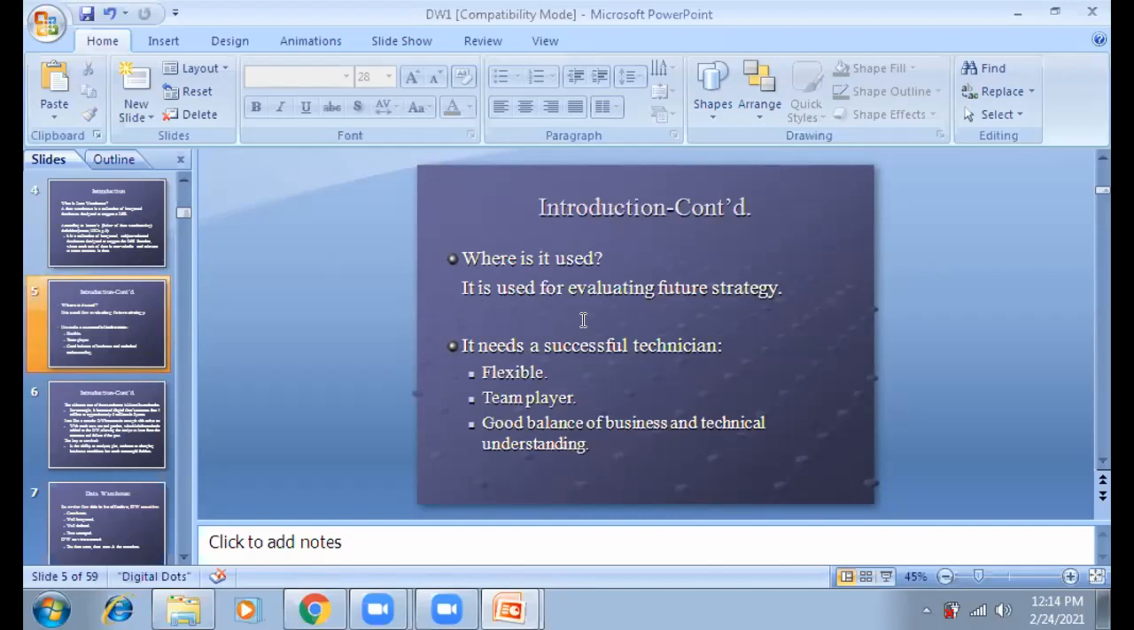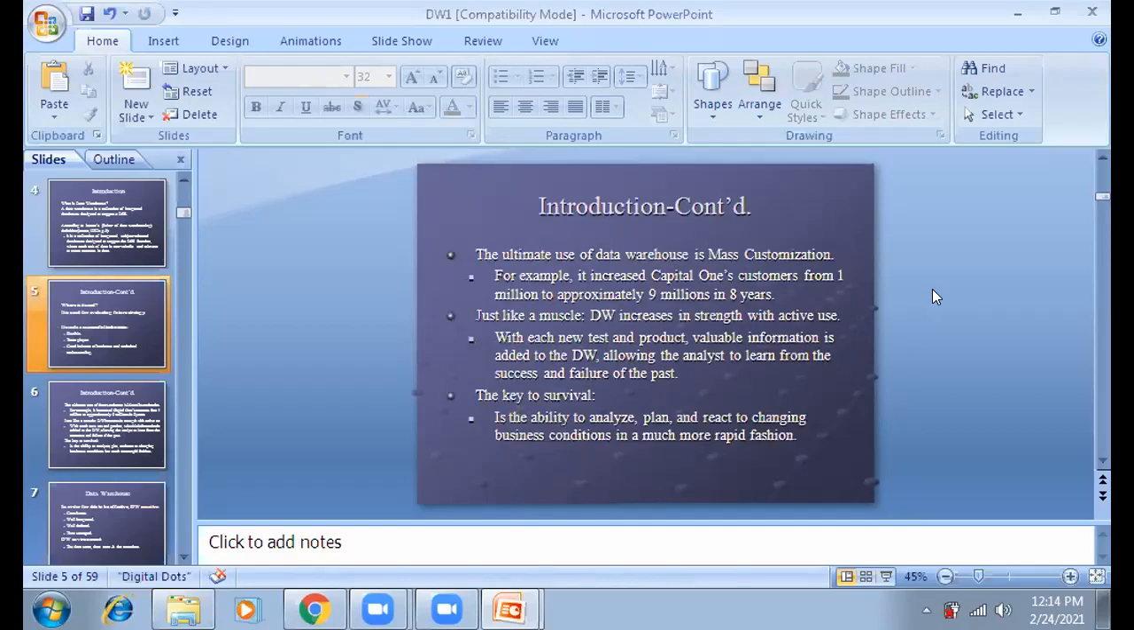So look at the PPT. In this PPT, it is written where data warehousing is actually used. It is used for evaluating future strategy, which I already told: based on the previous historical data, you can take a future strategy decision. And it needs a successful technician. So what I have told, skilled members are required. You cannot use only IT professionals or clients or clerks. Those kinds of members are not able to handle data warehouses. Some skilled members, some business executives, some special kind of data analysts are required to handle the data warehouses.